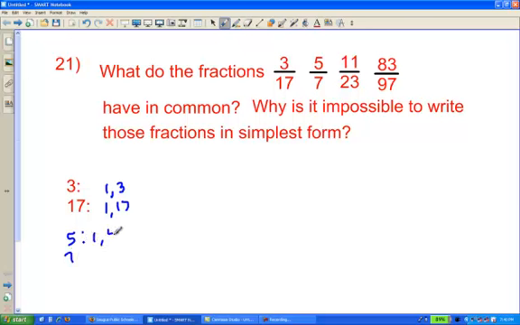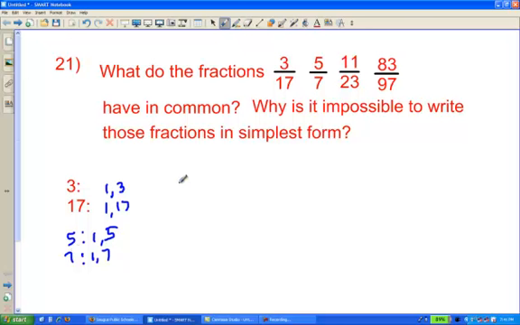1 times 5 gets us 5. Can't multiply 2 to get anything with that. Can't multiply 3 to get anything with that. Let's look at 7 here. 1 goes with it, and 7. 1 times 7. And again, though, can't multiply 2 to get anything with 7. Can't multiply 3 to get anything with it.